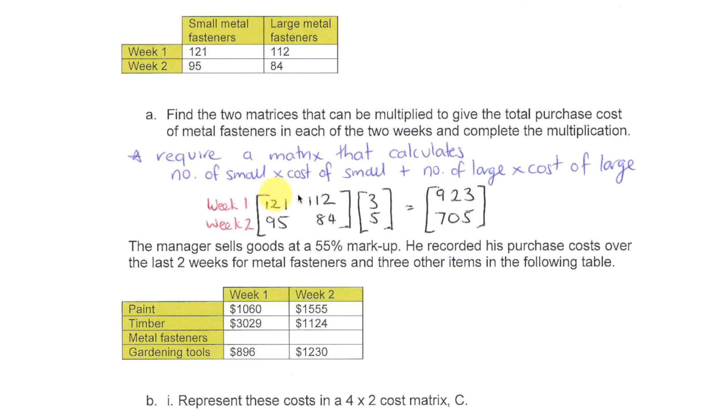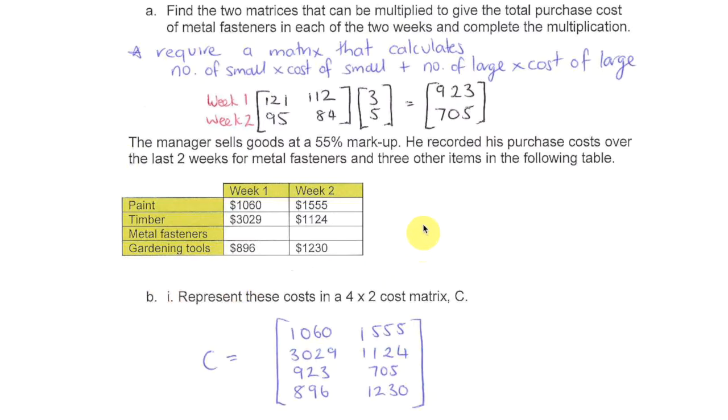Please note that this here is a 2 by 2, that's a 2 by 1, so I couldn't have the 3, 5 listed first. The 2 inners need to be the same, and the answer matrix or the resultant matrix will be the dimensions of the 2 outers. So this is a 2 by 2, that's a 2 by 1, so the 2 inners are 2s, and the outers are a 2 and a 1, so the answer matrix will be a 2 by 1, and that will give us the total amount that we have had to purchase or spend for each of the 2 weeks. Week 1 total, 923, week 2, 705.